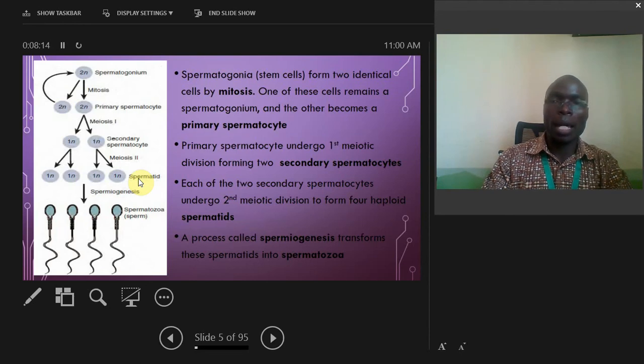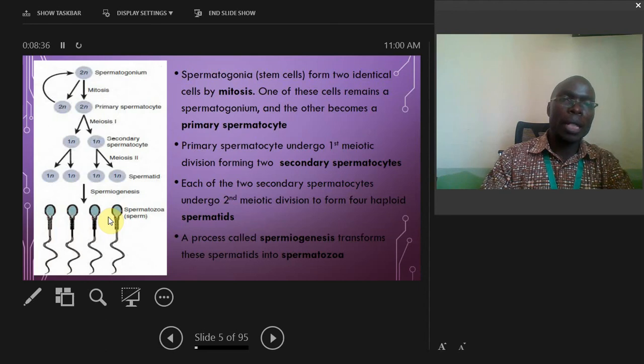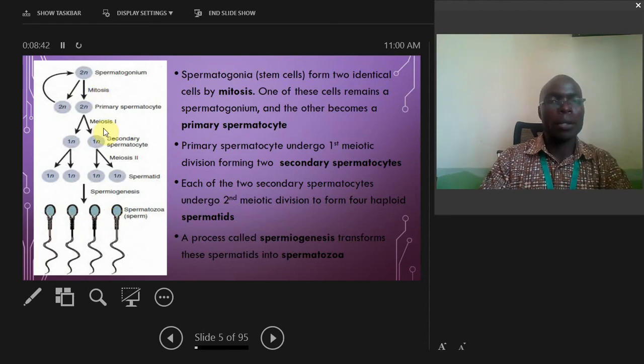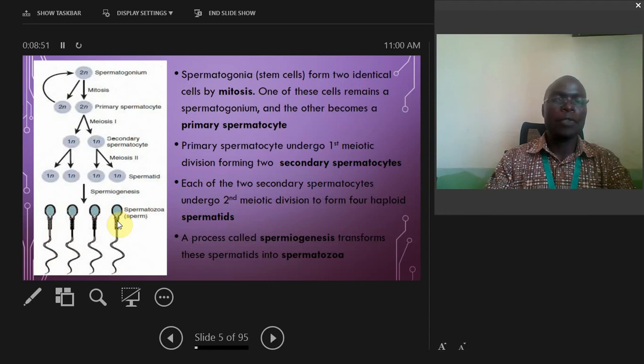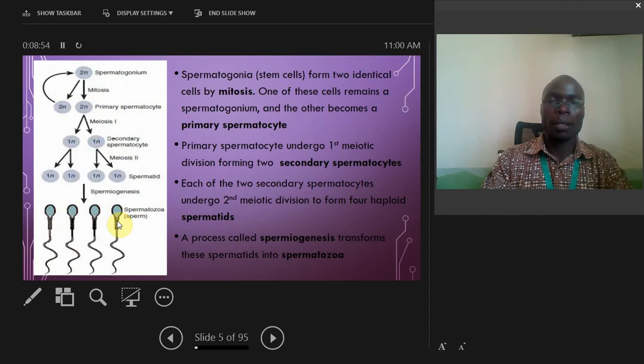Spermatids are actually primitive forms of sperm cells, which will undergo more development and growth through a process we call spermiogenesis to form mature sperm cells. Generally, one spermatogonium undergoes first mitosis and then meiosis I and meiosis II to give us a total of 4 sperm cells. So basically, that's how spermatogenesis takes place.